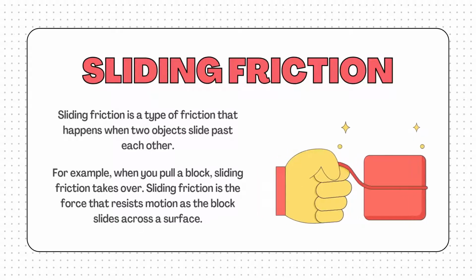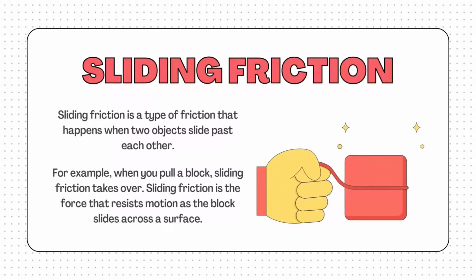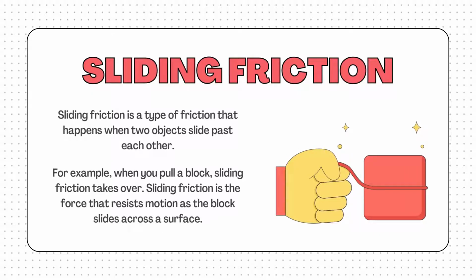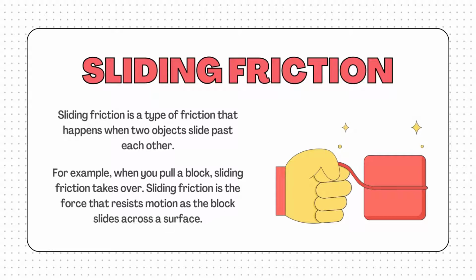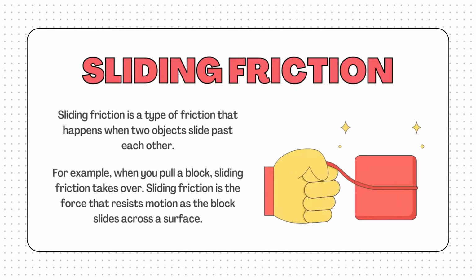Sliding friction is a type of friction that happens when two objects slide past each other. For example, when you pull a block, sliding friction takes over. Sliding friction is the force that resists motion as the block slides across a surface.